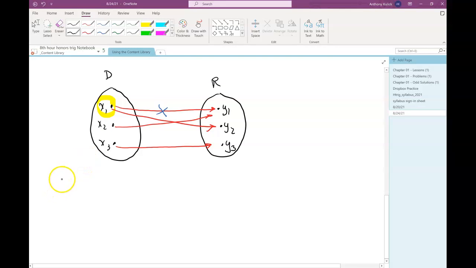Let's look at another one. So another way that we can represent a function is with a formula or an equation.